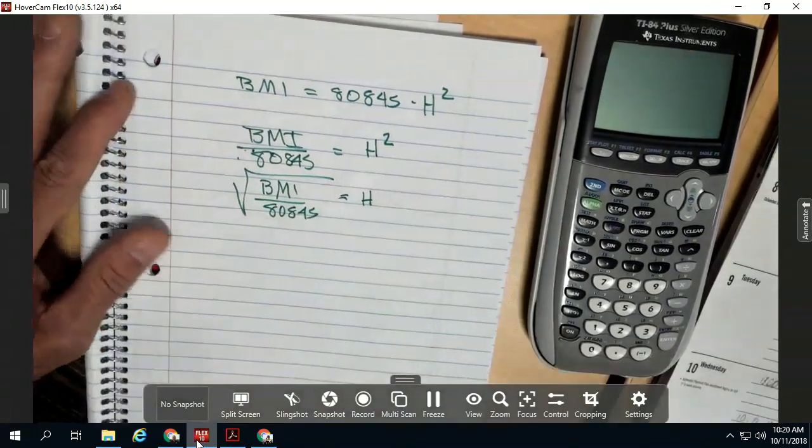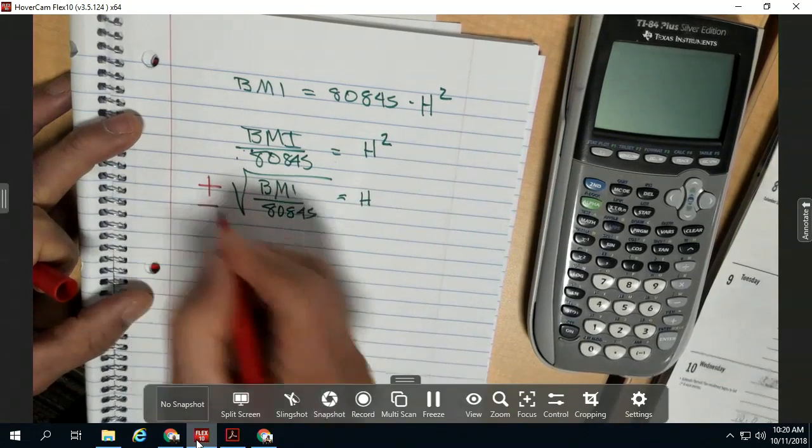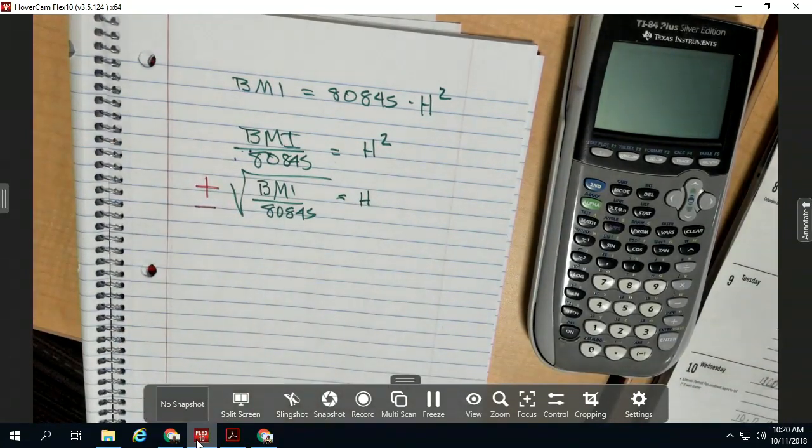And now it's ready to test. Mathematically, I might just put that on my bedside table.